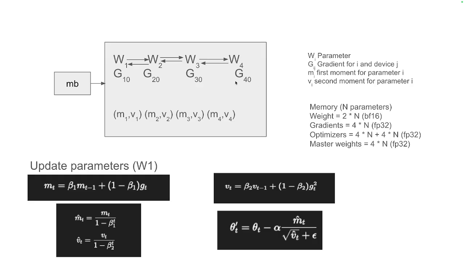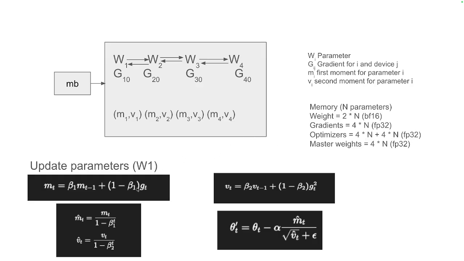So gradients are generally stored in FP32. We need high precision for them, so they would be 4 bytes, so there will be 4n. Optimizers are also stored in FP32, so M1 has 4n, V1 has 4n, so per parameter we would have 4n, 4n and 4n for the optimizers. And as you see here, the weight is in BF16, but the optimizers are in FP32.